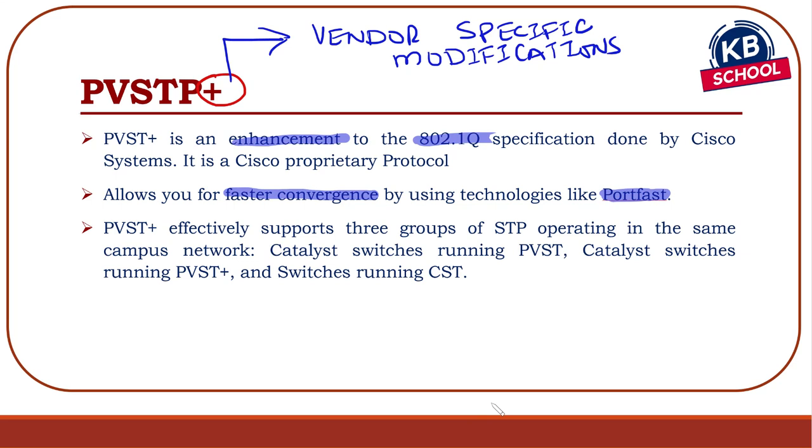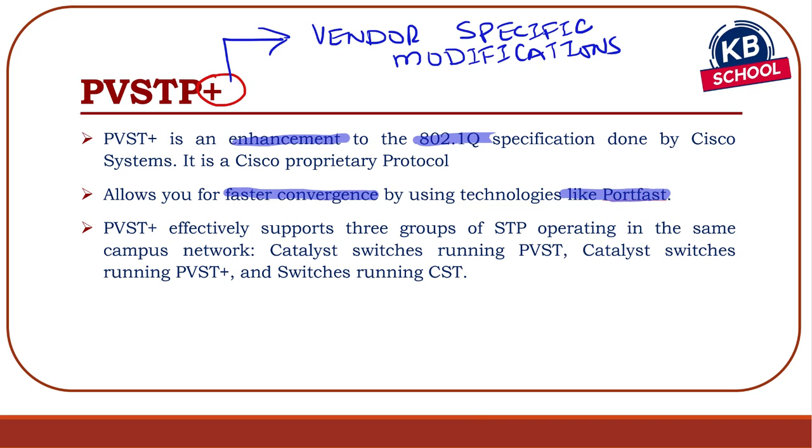PBSTP plus is something that started running on all the Catalyst switches. Catalyst are the series of switches from Cisco. All right. So the main ability of PBSTP plus over PBST is that PBSTP plus has all the PBST features plus these enhancements, this PortFast capability. So that's what Cisco did to bring it up and enhance it.